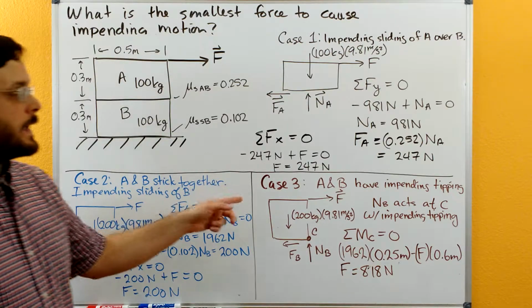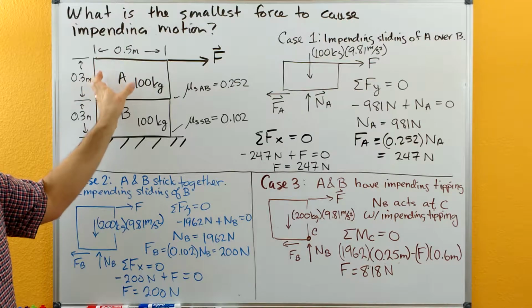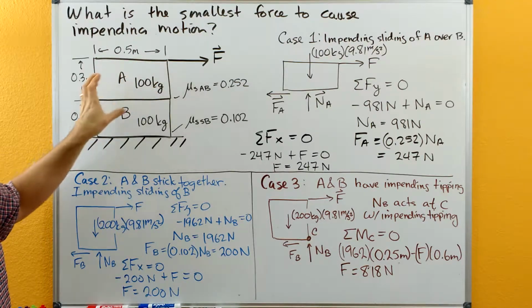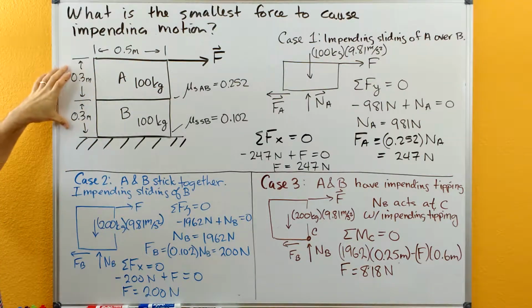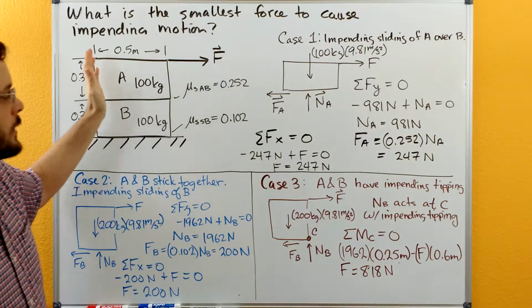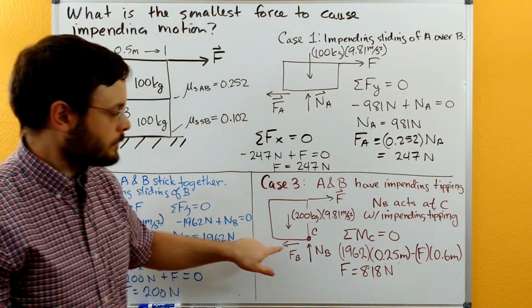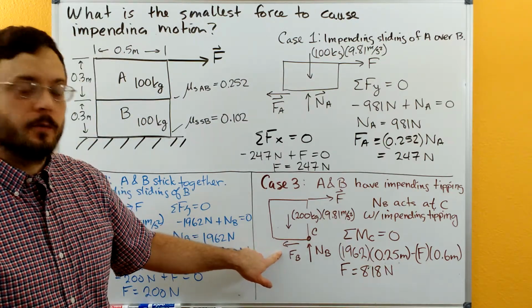And let's look at this last case. It looks unlikely that A would tip over B, but since we do have some height here with the stack, it might be possible that A and B would stay stuck together and both of them would tip over this point here. So here's our free body diagram for tipping.